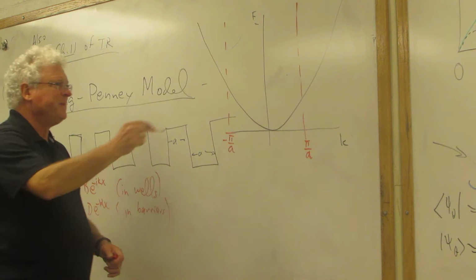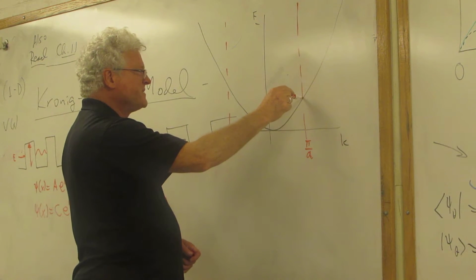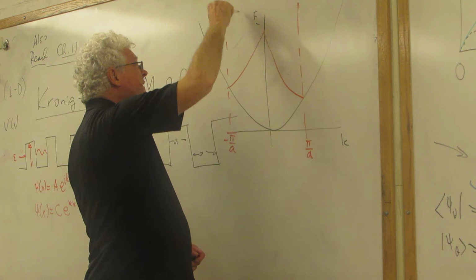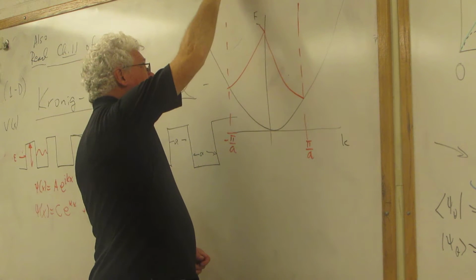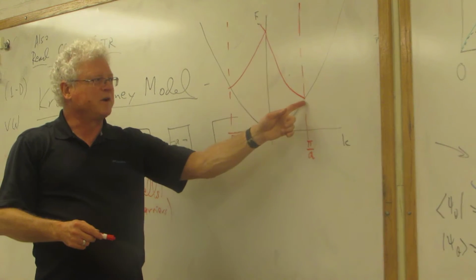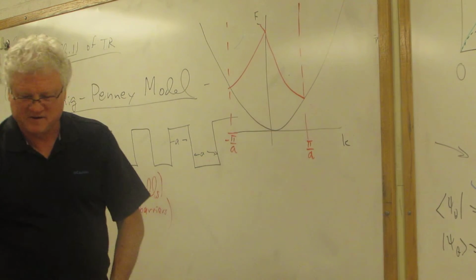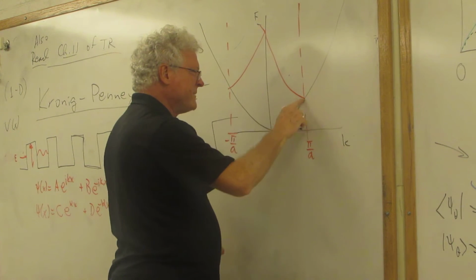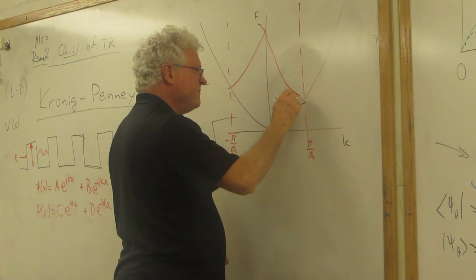So what would happen is that this branch would end up folding back over here like this. And then I guess it keeps on going until you get up to here. But what happens is that right at the boundary is where you get the gaps opening up typically. And so you have the band gaps typically opening up right here. So you have the band gap here.